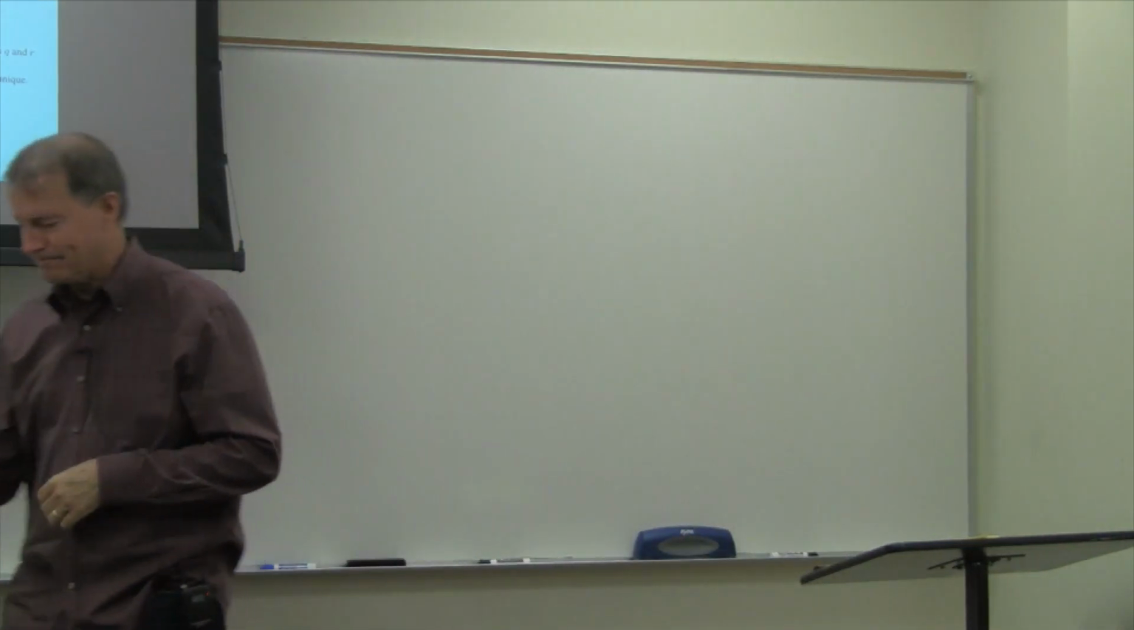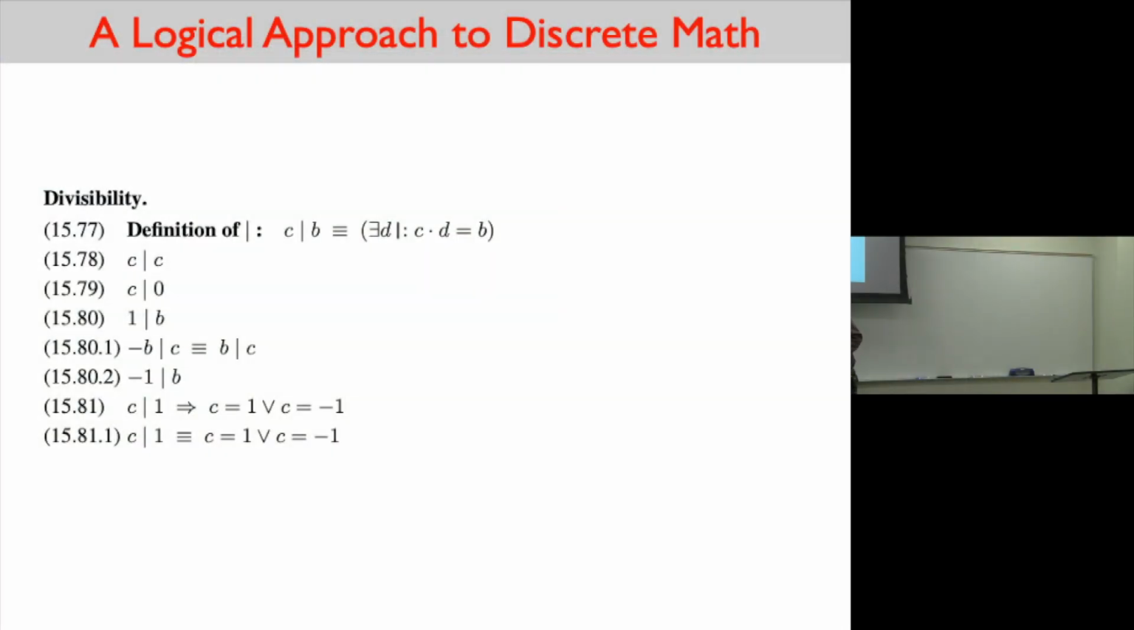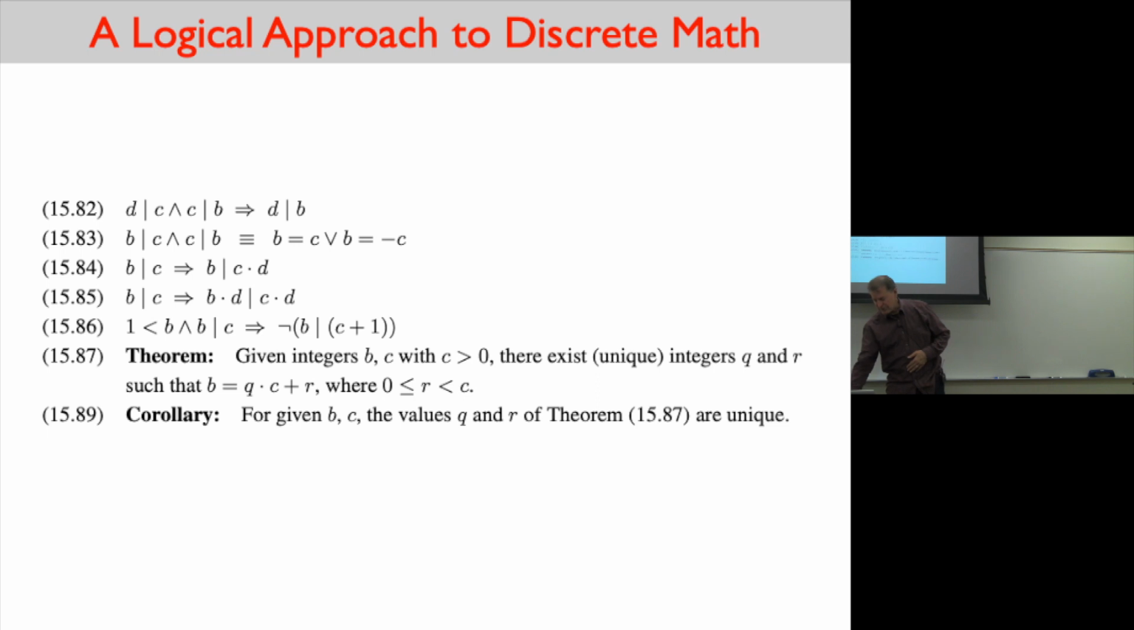Anyway, at the end of class last time, we went over the definition of divides, and we looked at a few theorems for divides, and we were just getting ready to prove 15.82. This is transitivity. If D divides C and C divides B implies D divides B.